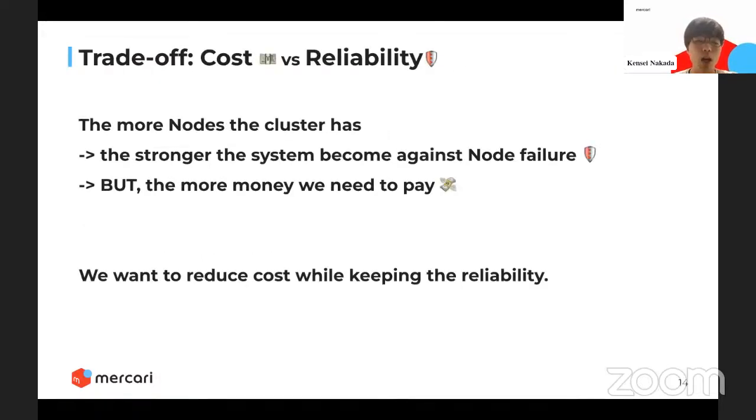So here we have a trade-off between cost and reliability. The more nodes the cluster has, the stronger the system becomes against node failure. But, of course, the more money we need to pay. So what we want to do here is reduce cost while keeping the reliability at the same time.